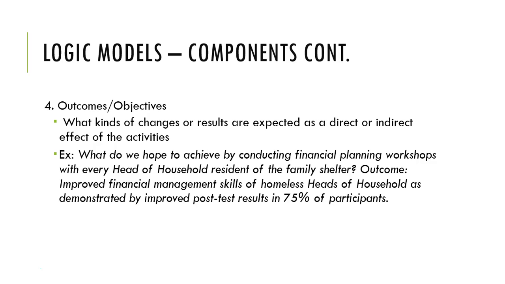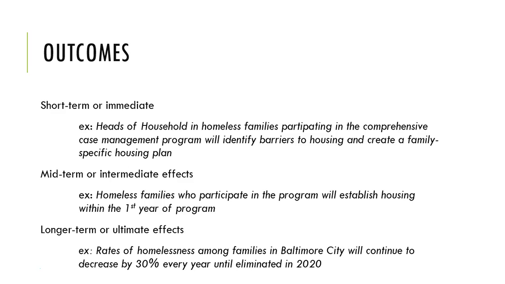So you're looking at specific and measurable outcomes, but that are larger in quantity than just the specific number of people who participated in the program. That is an output. Now you're looking at outcomes, so kind of the cumulative effect of doing this activity. Outcomes can be measured in short-term or immediate, so perhaps the outcome looks like just for that family or the group of families that are participating that they're able to identify barriers, they're able to create family-specific housing plans.